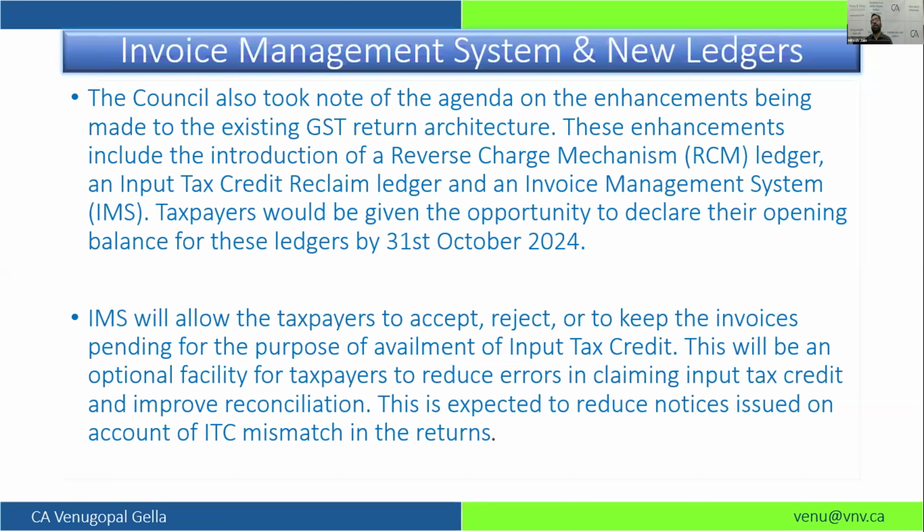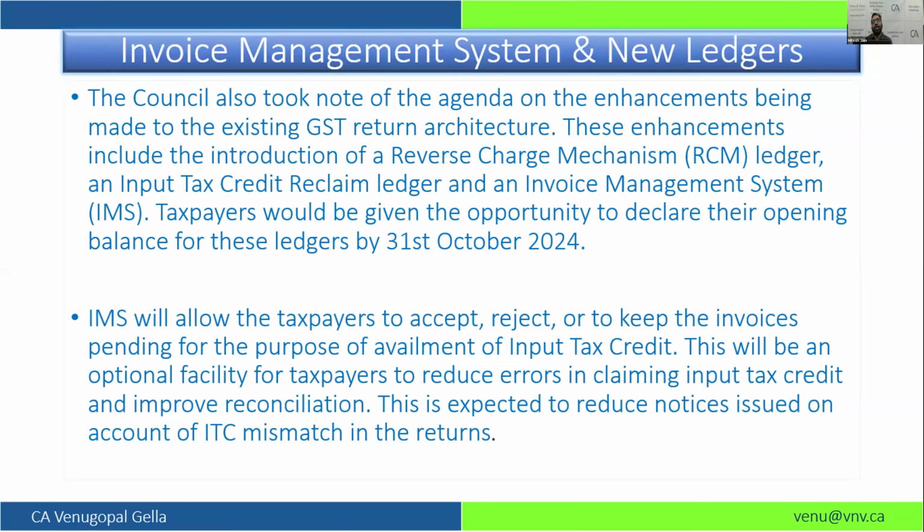Now, let's take a scenario where the recipient has not performed any action till date, meaning till the 14th of the month. As it happens now, GSTR 2B of the recipient will be available on the portal by the 14th. The only change is that any action taken by the recipient prior to the 14th on this IMS portal will get computed, and GSTR 2B will be drafted in that manner.